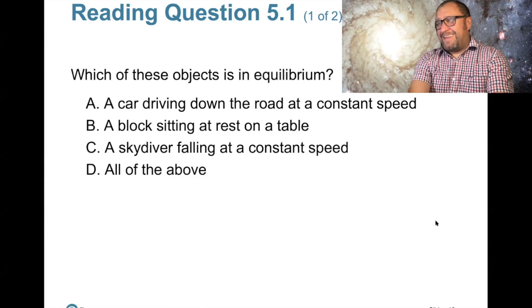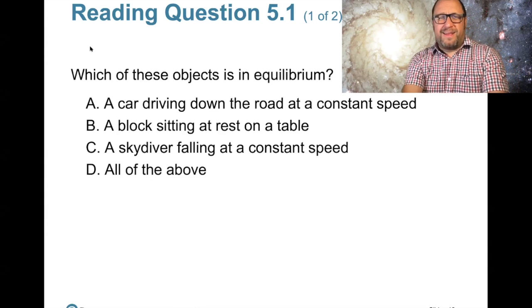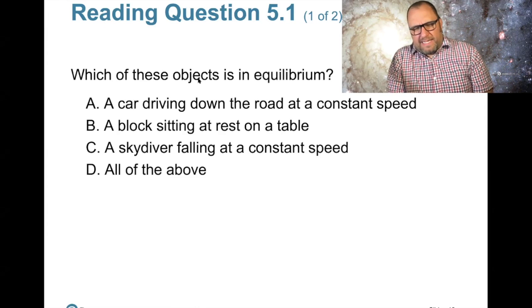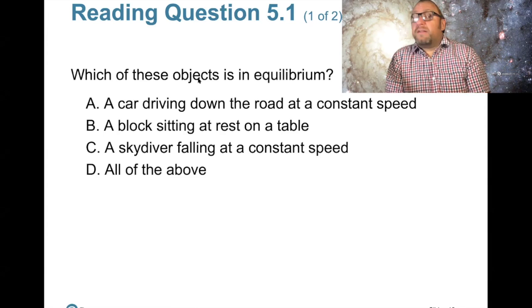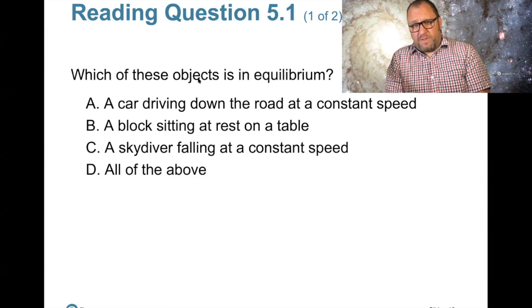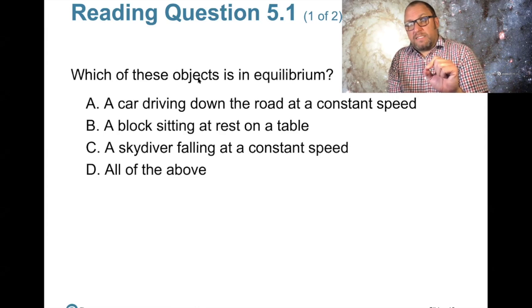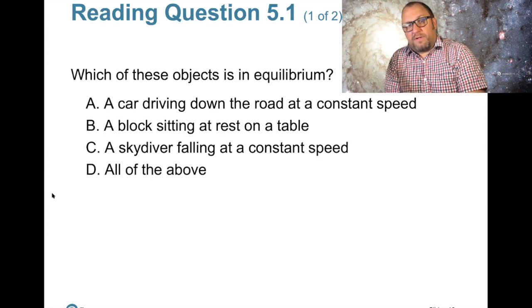Well, thanks for that, Dr. Neutron. As I was saying, which of these objects is in equilibrium? A skydiver falling at a constant speed. I fear I may have already given you the answer. A block sitting at rest on a table. So I think the answer is going to be D, all of the above.